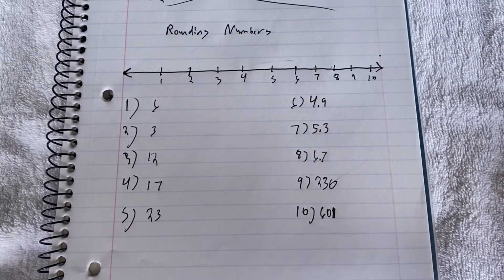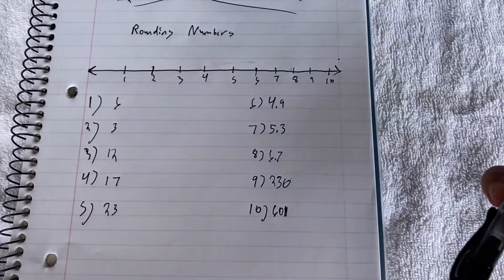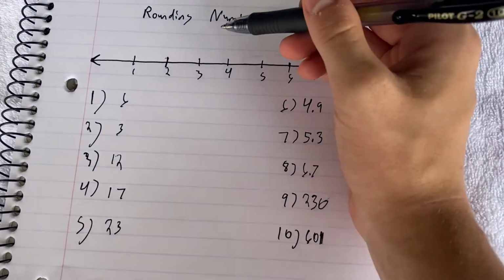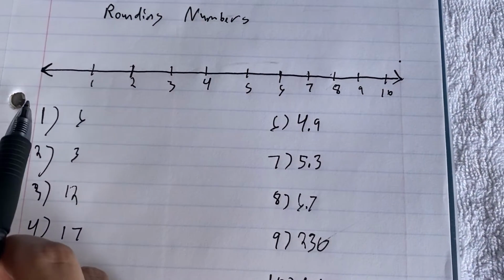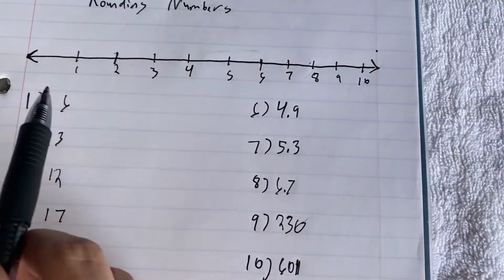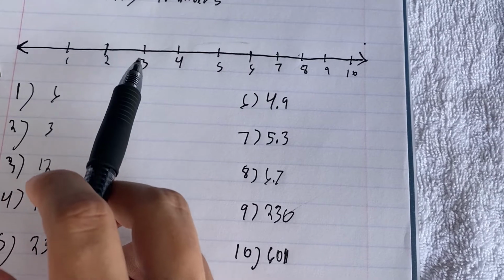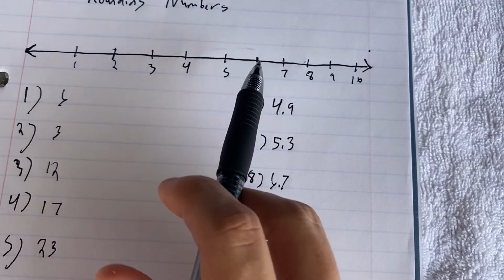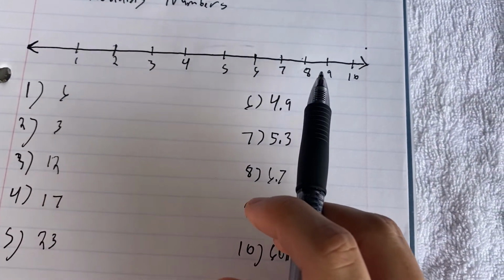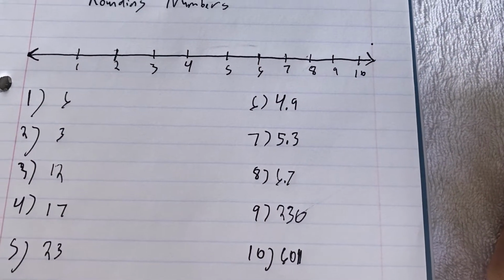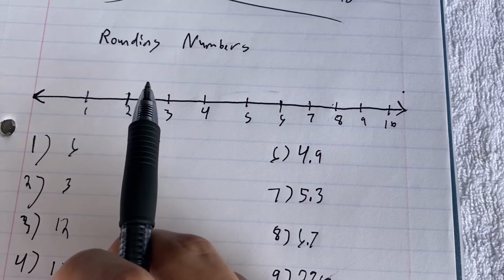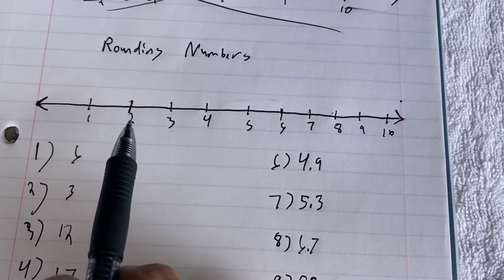Hello, this is Mr. Zandis, and for today, I'm going to teach you about rounding numbers. Now, as you see, there's a little line right here with the numbers 1, 2, 3, 4, 5, 6, 7, 8, 9, and 10. Now, why is this important? Well, for rounding numbers, there are certain rules.